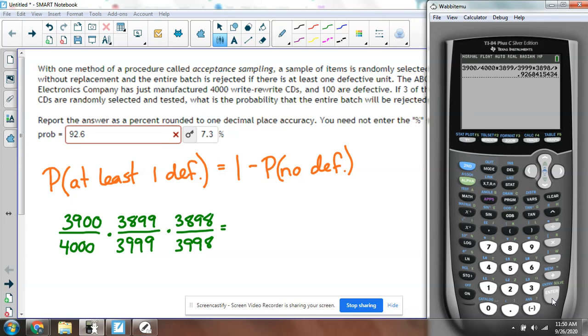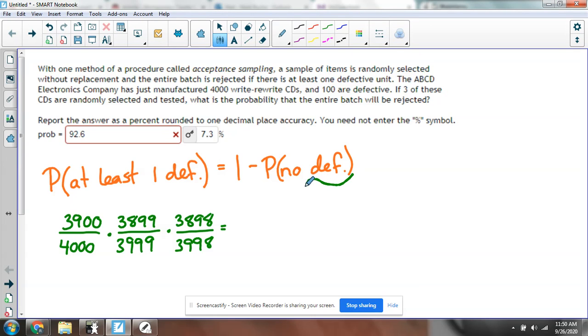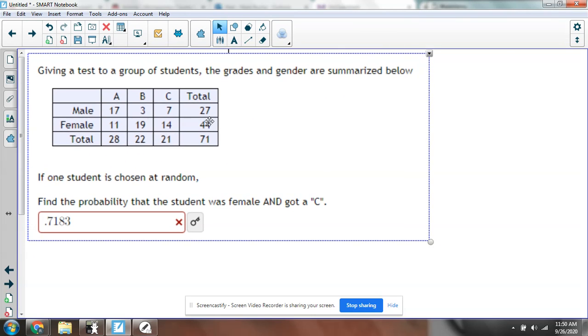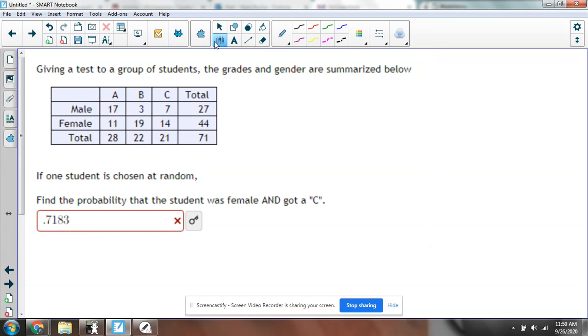And that's where you got your answer. But remember, that's going to be this thing. This thing here is 92.6. We want the complement, or 1 minus that, which gives us 7.3. Same thing here. I think you found the complement. Let's just run through it together again.